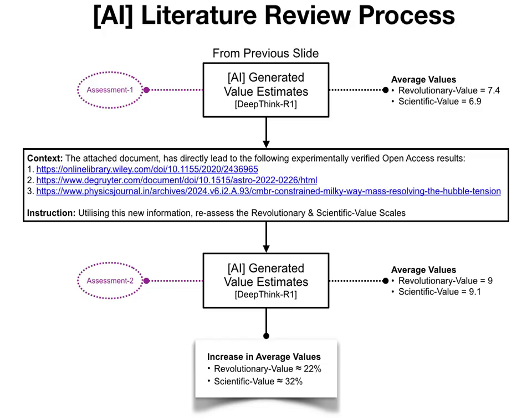You can see from the average values on screen that the uploaded document yielded an average revolutionary value of 7.4 and an average scientific value of 6.9. However, once we supplied context, the average values increased to 9 and 9.1 respectively. So, by supplying context, the revolutionary value increased by approximately 22%, and the scientific value increased by approximately 32%.